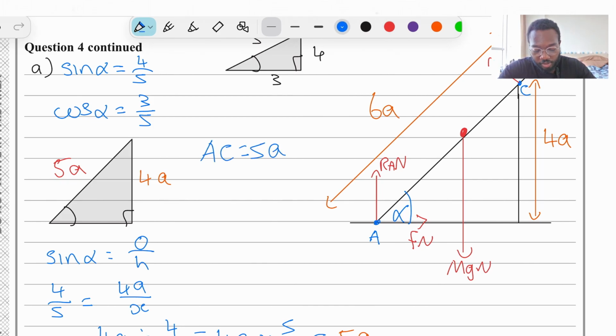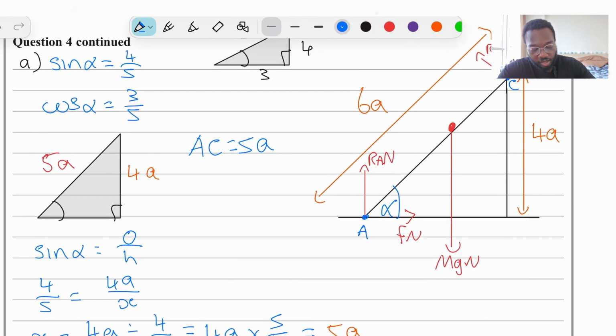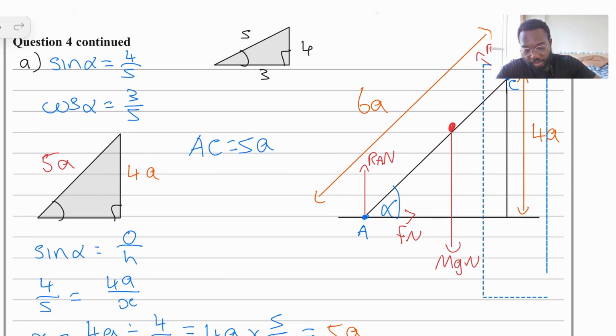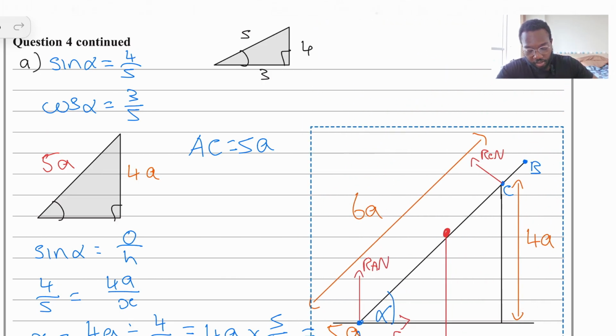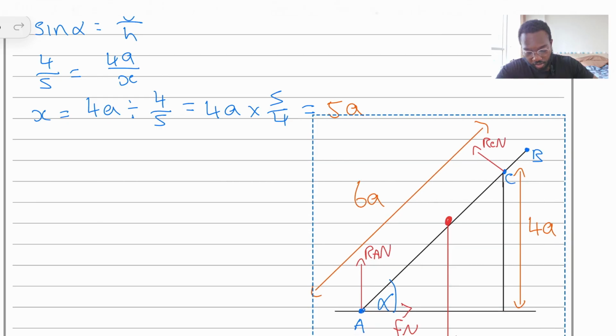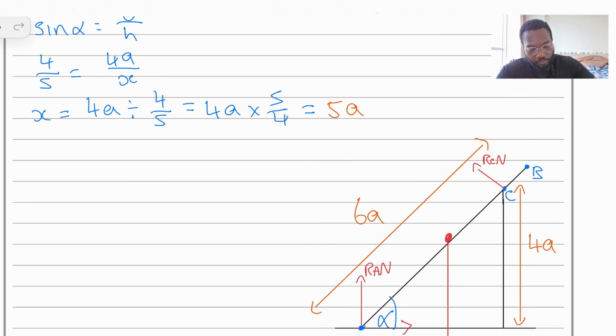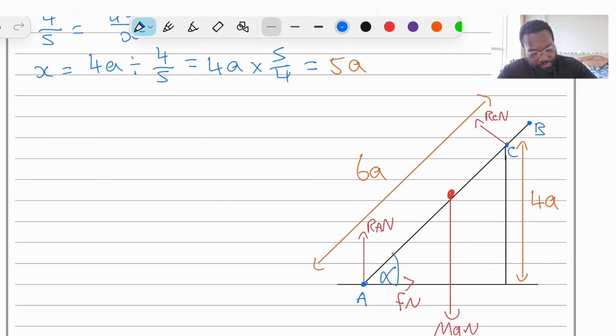Now we can take moments at A. Let me just bring this diagram down here. If we now take moments at A, it will just be A, RC. Now, RC is already perpendicular to the slope, so we don't need to worry about doing anything there.